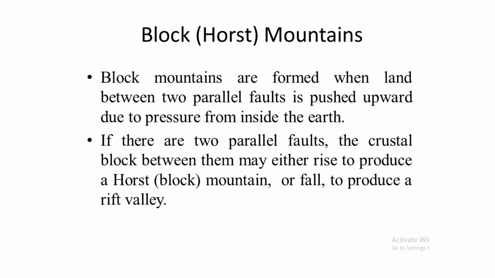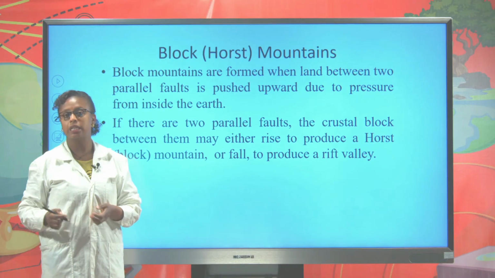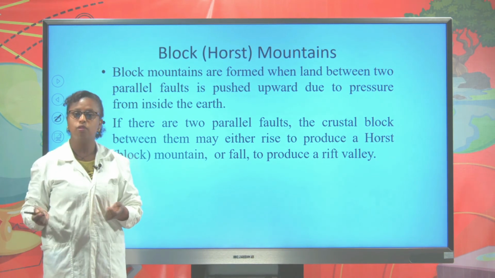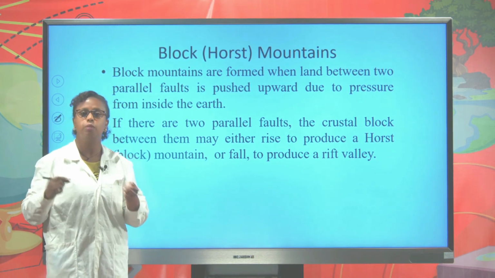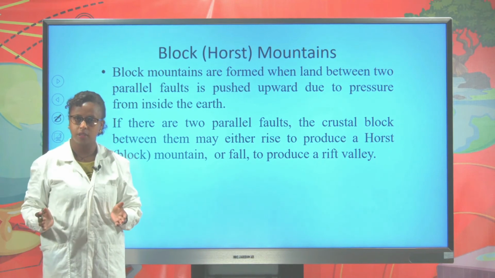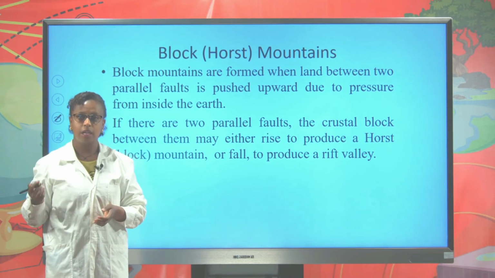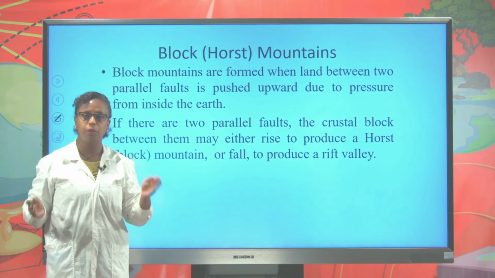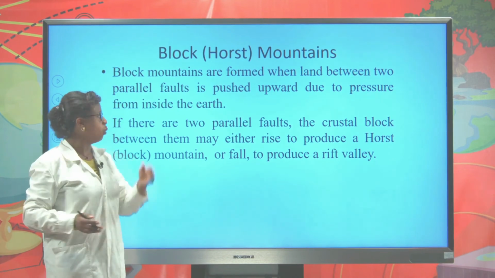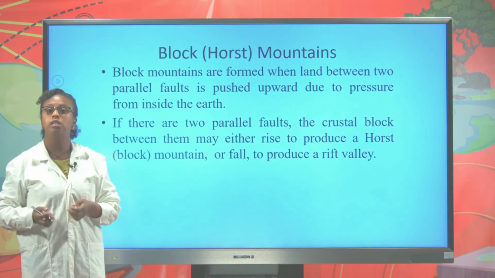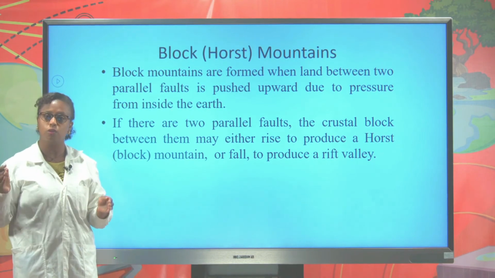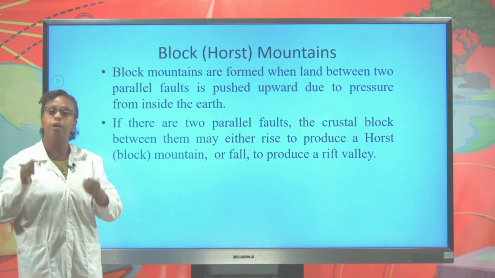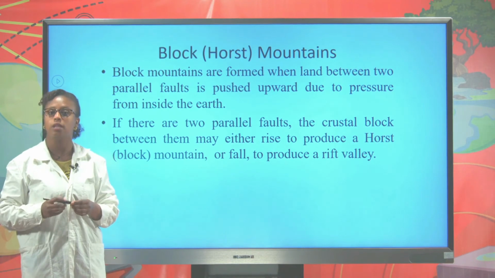Block or horst mountains are also the result of internal forces, which is created by faulting, but the formation process of rift valleys and block or horst mountains are different. As we have seen above, a rift valley is created when the land between the two faults sinks down, whereas block or horst mountains are formed when the land between the two faults pushes upwards because of the force inside the crust of the earth.